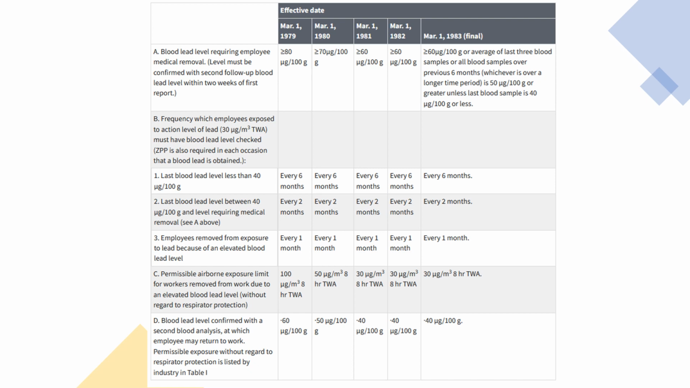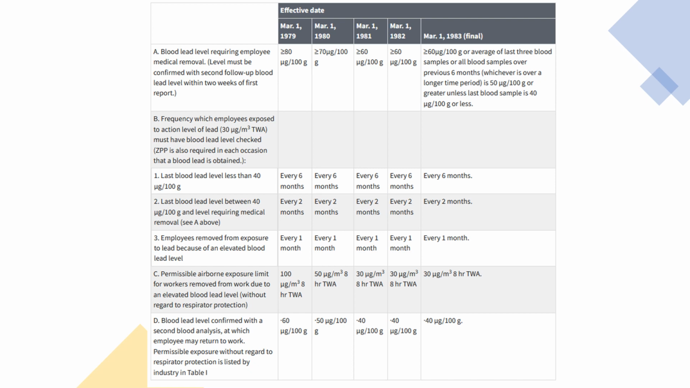C. Permissible airborne exposure limit for workers removed from work due to an elevated blood lead level, without regard to respirator protection, is 30 micrograms per cubic meter 8-hour TWA. D. Blood lead level confirmed with a second blood analysis, at which employee may return to work. Permissible exposure without regard to respirator protection is listed by industry in Table 1 as 40 µg/100 g.